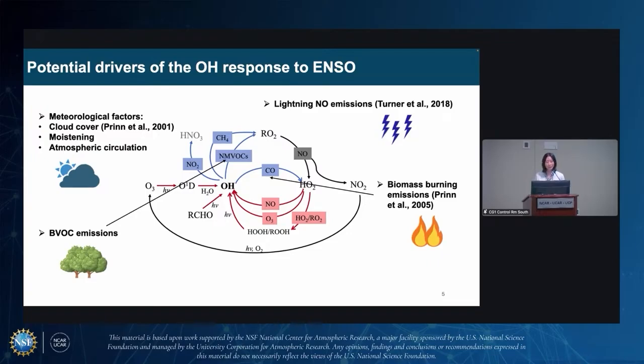during the ENSO phases that will contribute to altering the OH loss pathways by reacting with the non-methane VOCs as well as CO. But on top of that, among all of these different drivers, what we still don't know yet is how these different processes are interacting with each other. Are they offsetting or are they amplifying this OH response to ENSO?